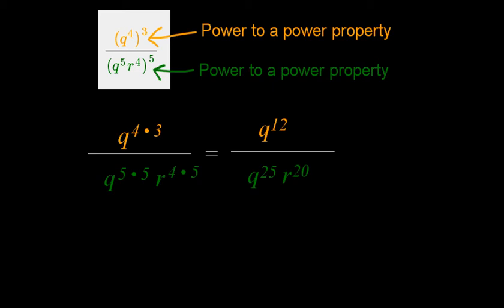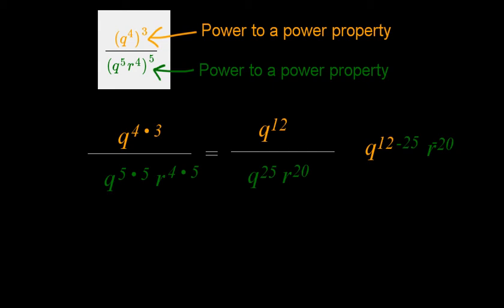That is done using our quotient of powers property, which means we subtract the exponents in the denominator from the exponents in the numerator. So now that we've done that, there are two things to notice. We have q to the 12 minus 25. So the 25 came up, we subtracted it. We have r to the negative 20.